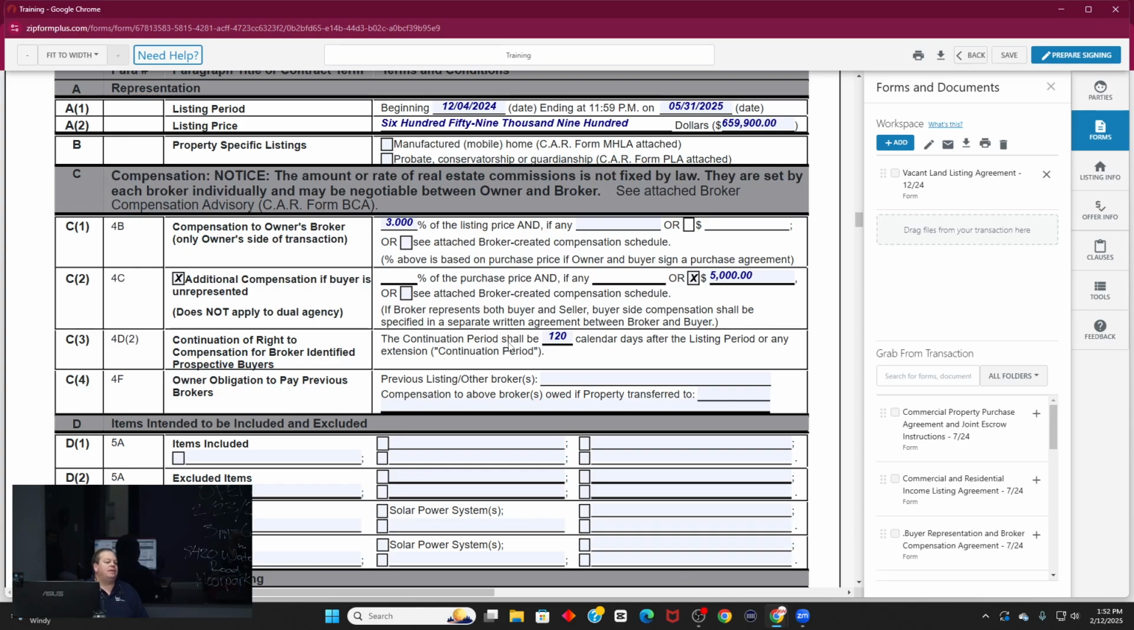So if you have a 3-month listing agreement, it's probably not appropriate to put a 4-month continuation. Is this making sense? You got it, Blanca? You good? So, I didn't think so. So, if you have a 3-month listing agreement, that means the seller's giving me 3 months. This is a listing agreement.